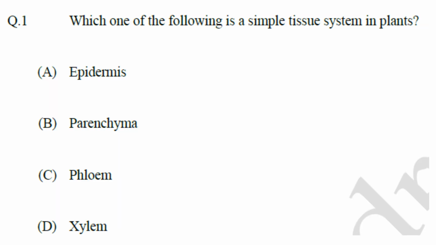Now coming to the first question. Which of the following is a simple tissue system in plants? So epidermis. Epidermis is not a simple tissue. Simple tissues are tissues composed of only one type of cell and they perform similar function. So here parenchyma is the answer. Answer is option B.